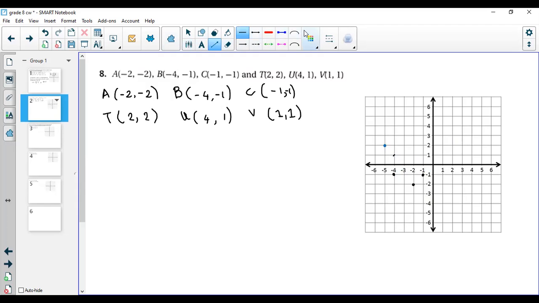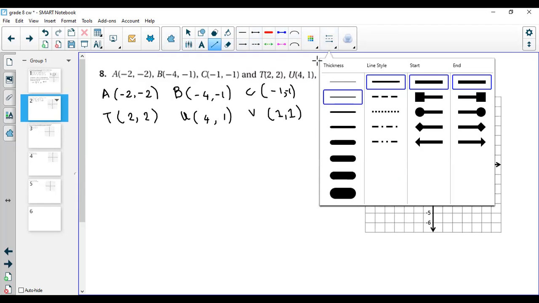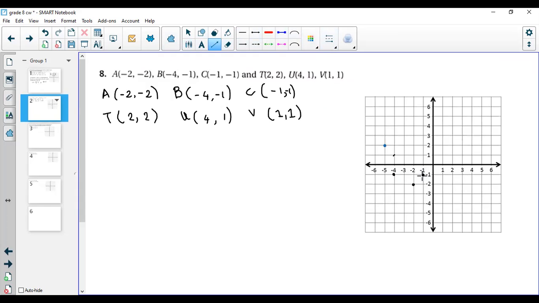First join them so that you will get a figure. So this is going to be A, B, C. This is A, this is B, and C. Now this is the pre-image. Let's draw the image now, TUV. So TUV is 2 here, and then 4 and 1 is here. 1 and 1 is here. Okay, let me join them.